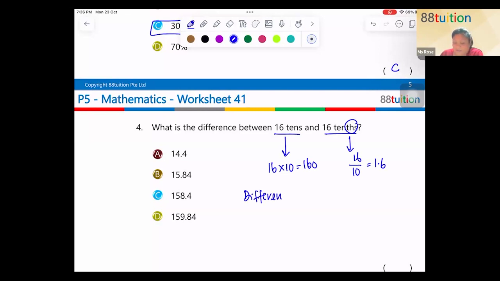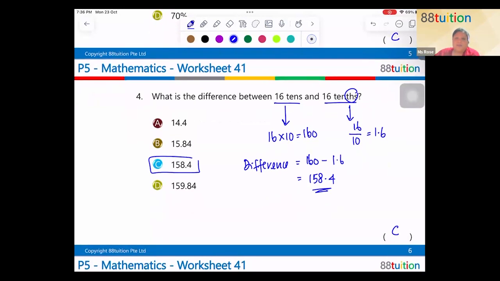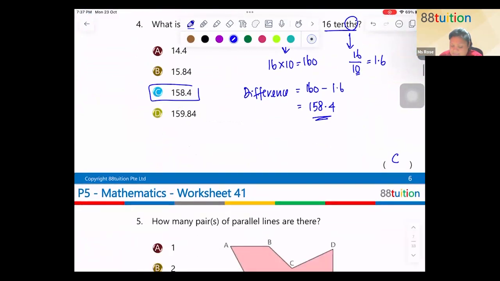I'm supposed to find the difference. So the difference will be 160 minus 1.6 to give me 158.4, which is C. For those who wrote 15.84, you know what's wrong, right? Gordon also got 0.16. So be very careful of the difference between 16/10 and 16/100. Take note of the zeros. The zeros will determine the number of decimal places.